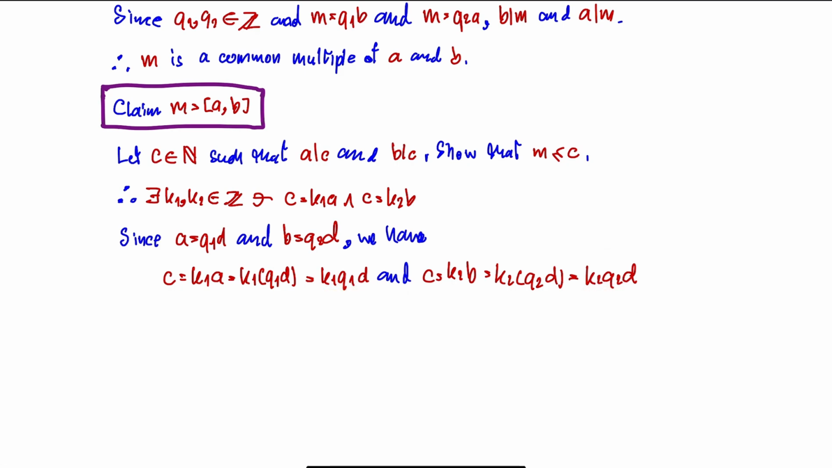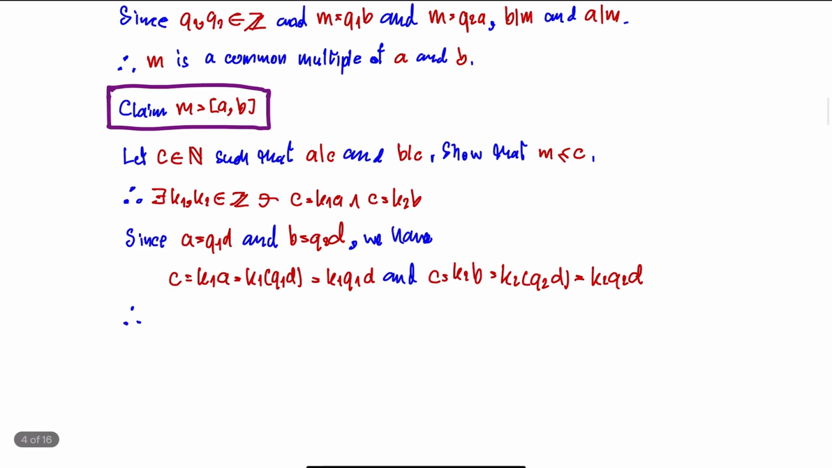That means that we have k1 Q1 D equal to k2 Q2 D. We divide by D on both sides, and we have k1 Q1 equal to k2 Q2. And then what next? The next thing we have is k2 Q2 equals k1 Q1.